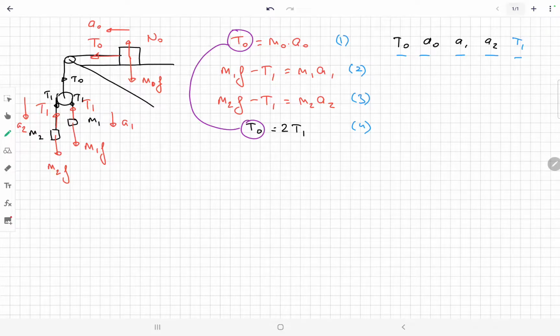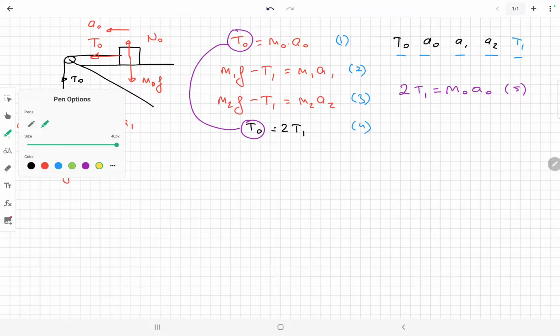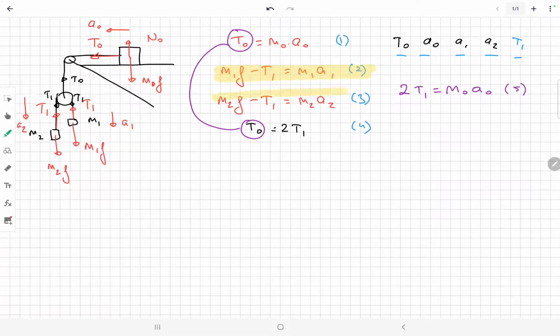So let me rewrite equation number 1. It will be 2T1 equal to M0A0. This will be our equation number 5. So basically we have 3 active equations: equation number 2, equation number 3, and equation number 5. Now we have only 3 equations and 4 unknowns: A0 unknown, A1 unknown, A2 unknown, and T1. Still we have 4 unknowns and 3 formulas.